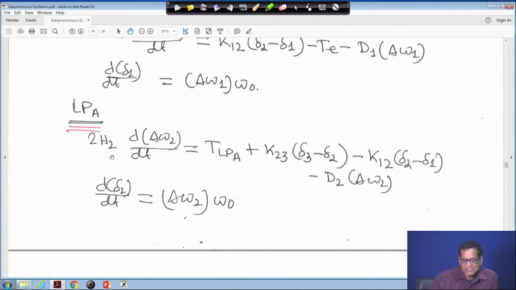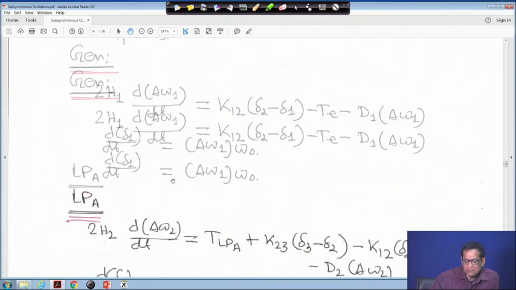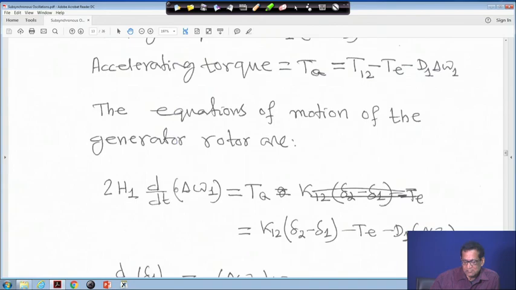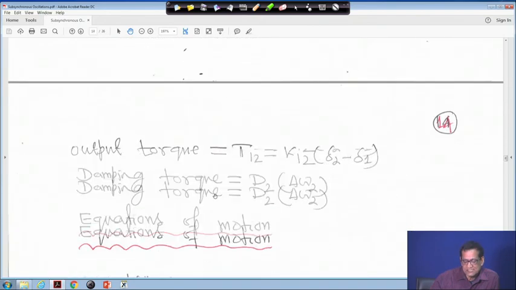Similarly, for the LPA section, 2H2 d/dt of delta omega 2 is equal to T_LPA plus K23 (delta 3 minus delta 2) minus K12 (delta 2 minus delta 1) minus D2 delta omega 2, and d/dt of delta 2 is equal to delta omega 2 times omega 0. These two we have seen how to make, and now we are summarizing this.